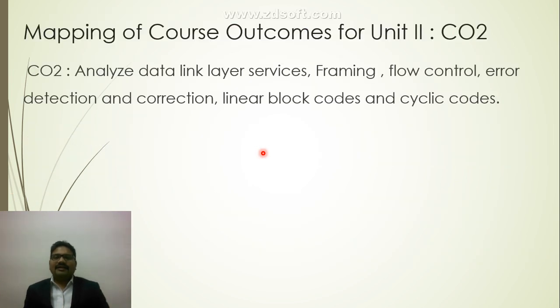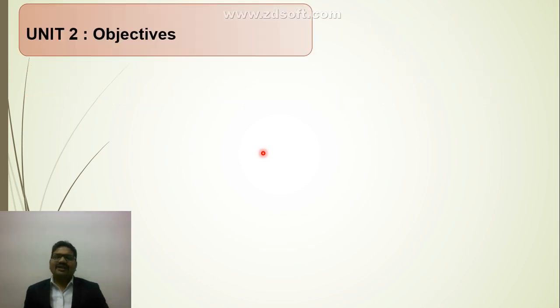And by covering this unit, basically guys, we are going to satisfy the second outcome, that is analyze data link layer services, framing, flow control, error detection and correction, and linear block codes and cyclic codes. Now guys, what are the objectives of this unit? Why have we introduced this unit in your syllabus?